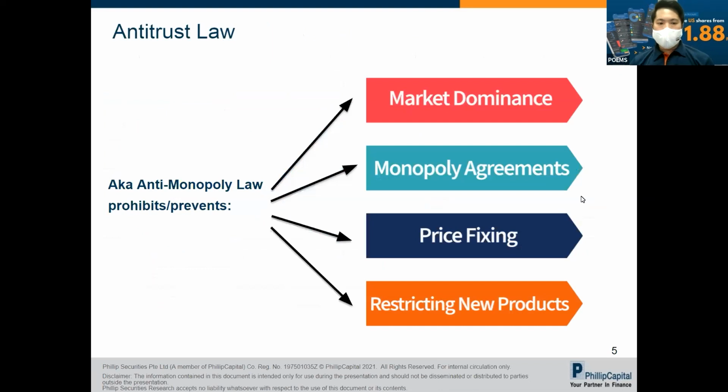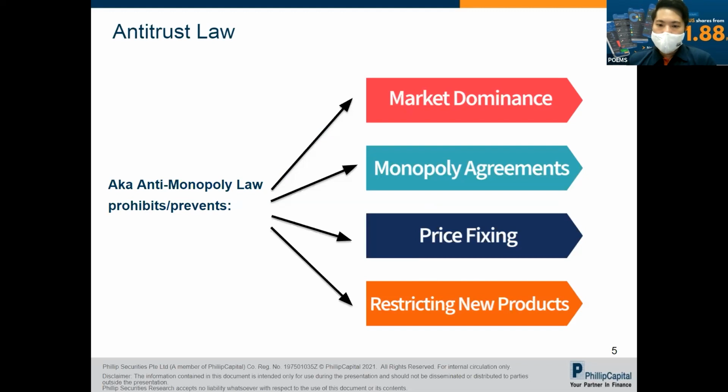So what is antitrust law? Antitrust law is also known as anti-monopoly law, where it prohibits or prevents market dominance, monopoly agreements, price fixing, as well as restricting new products. But the main focus for antitrust law is to prevent market dominance, and note that they are interrelated. Market dominance simply means that it prevents a company from holding more than 60% of the business for a specific industry.